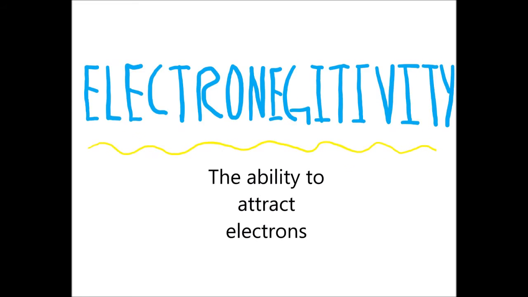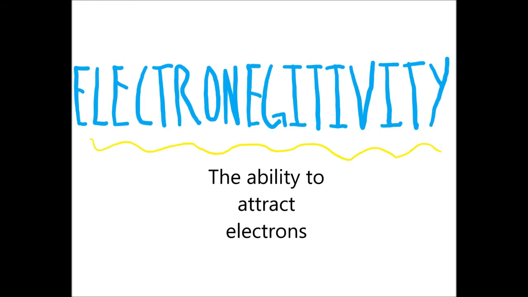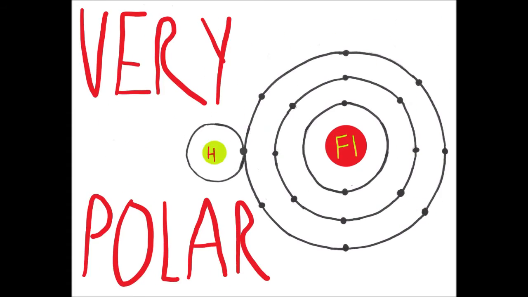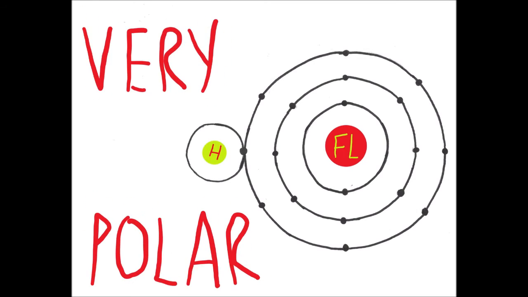Electronegativity is the ability to attract electrons. Differences in electronegativity can cause electrons to be shared unequally. This difference is called polarity. Polar bonds are when two atoms share the valence electrons unequally. The greater the electronegativity difference, the greater the polarity of the bond.